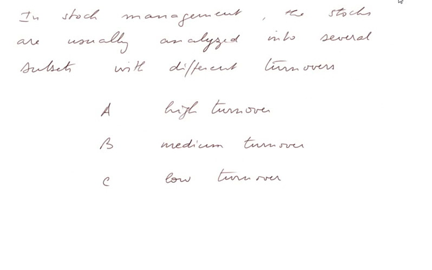In stock management, the stocks are usually analyzed in several subsets with different turnovers. Category A has high turnover, Category B has medium turnover, and Category C a low turnover. Here we are entering the topic of stock management, which I will only gloss. And when we don't have turnover at all, in French we call these items rossignols, that is nightingales, because they sing at night on the shelves.